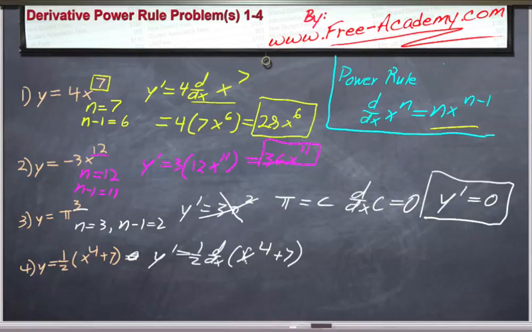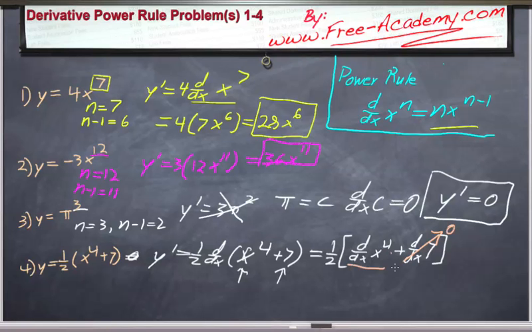Now you'll recall that if you have two functions, f and g, you can distribute your derivative through. So this is equal to 1/2 times the derivative with respect to x of x to the 4th plus the derivative with respect to x of 7. 7 is, of course, a constant, so this is equal to 0. So you're going to have 1/2 times the derivative of x to the 4th.